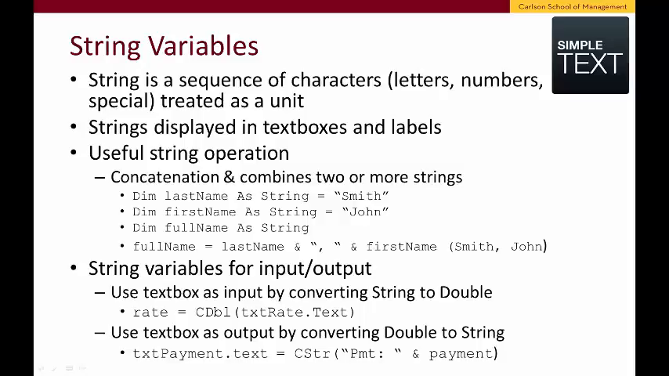A string literal is any piece of text data enclosed in double quotes. And although string variables can be initialized by assigning them to a string literal, they are most often assigned directly to the contents of text boxes, as shown at the bottom of the slide. The concatenation operator, ampersand, is often used to put together two or more string literals and variables, or to cobble together a desired piece of text, like a message to the program user.